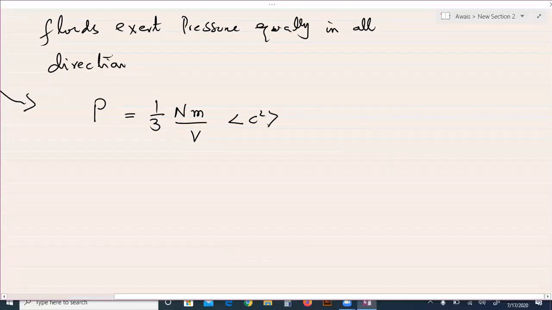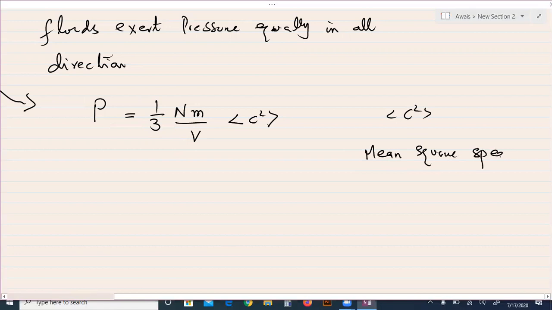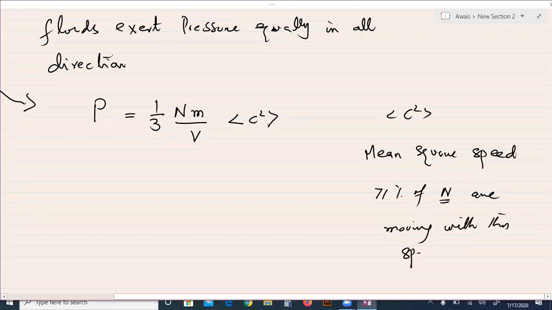But this C square average is known as mean square speed, not the average speed, because almost 71% of the number of molecules of the ideal gas are moving with this speed. So it is named as mean square speed, not the average speed, okay?